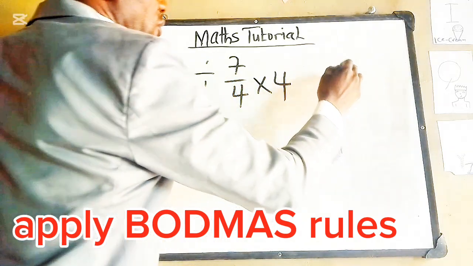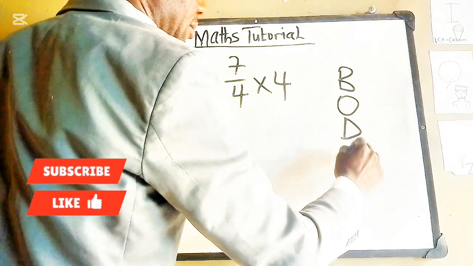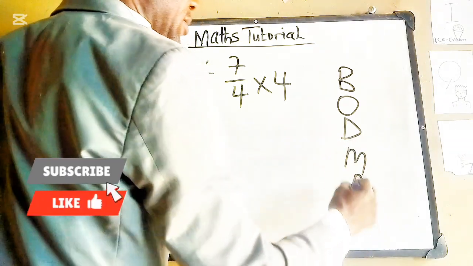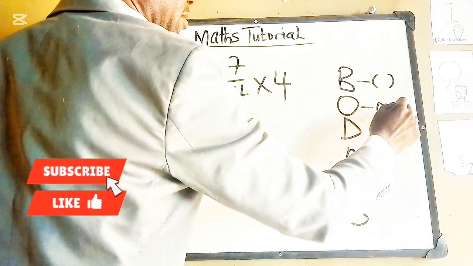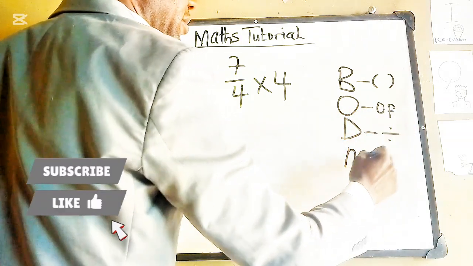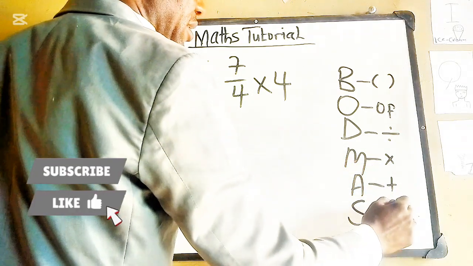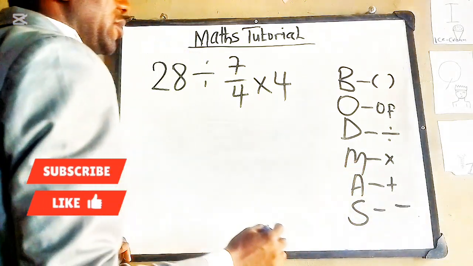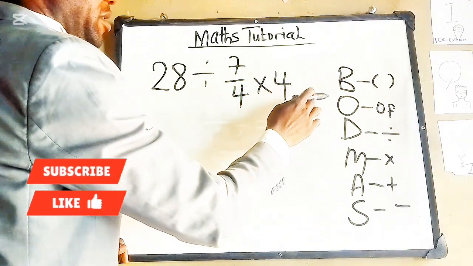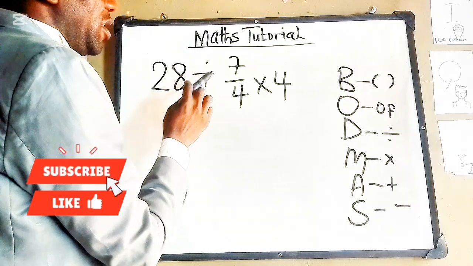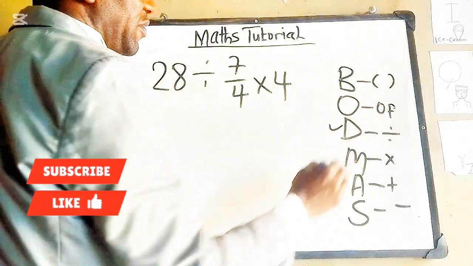You have to follow the BODMAS rule. B stands for brackets, O stands for order, D for division, M stands for multiplication, A stands for addition, and S stands for subtraction. So the first priority is brackets, but there's no bracket here. We only have division and multiplication, and so the first priority will be division.